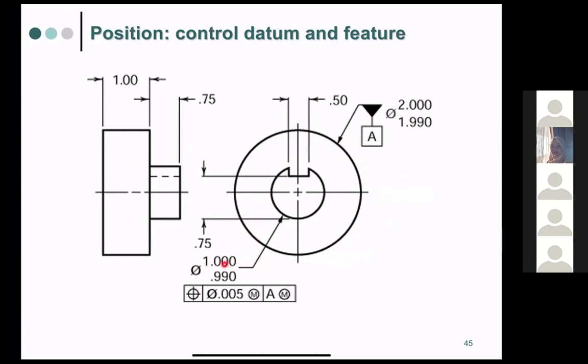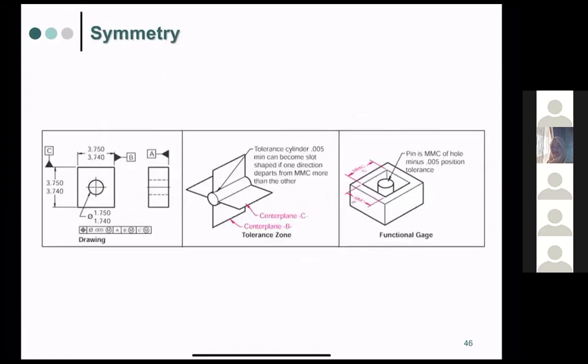and then this one, you have the center point, this, and then also you have the tolerance on the diameter over here. Yeah, the diameter over here 0.005 with maximum material condition. Okay, and then again the symmetry.